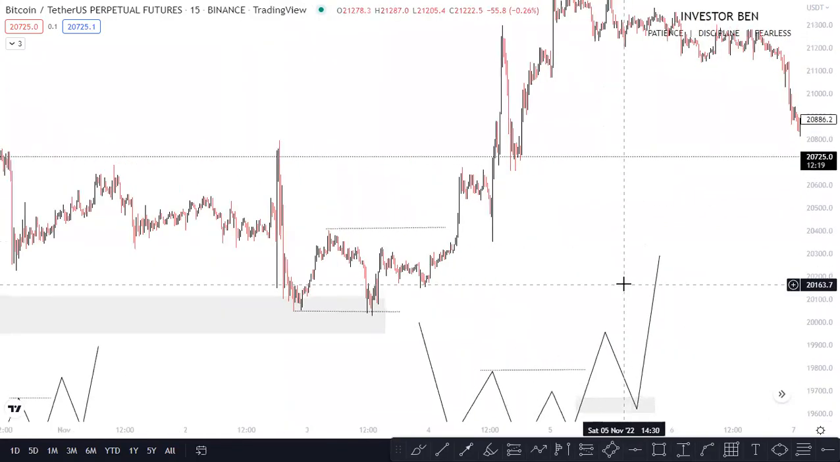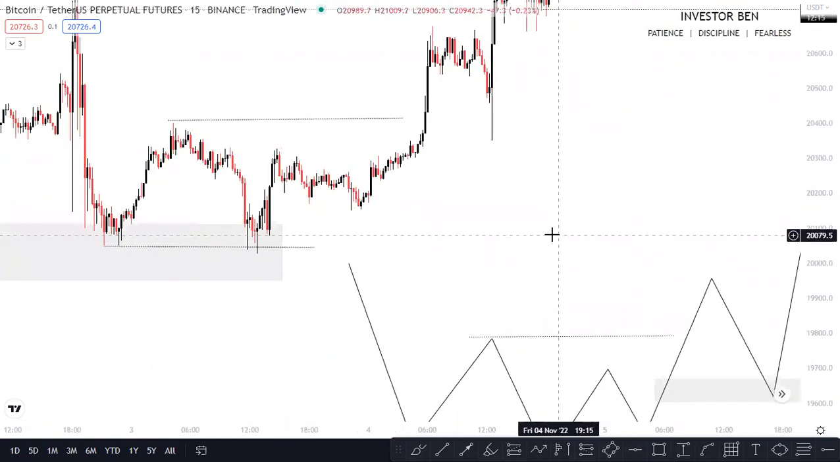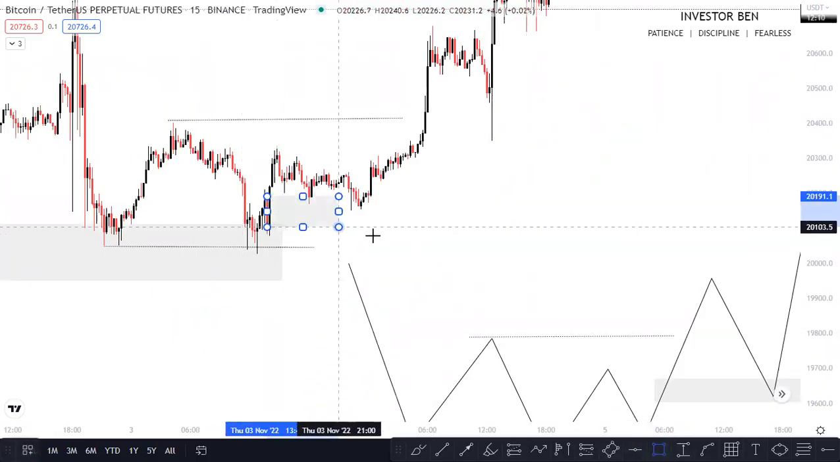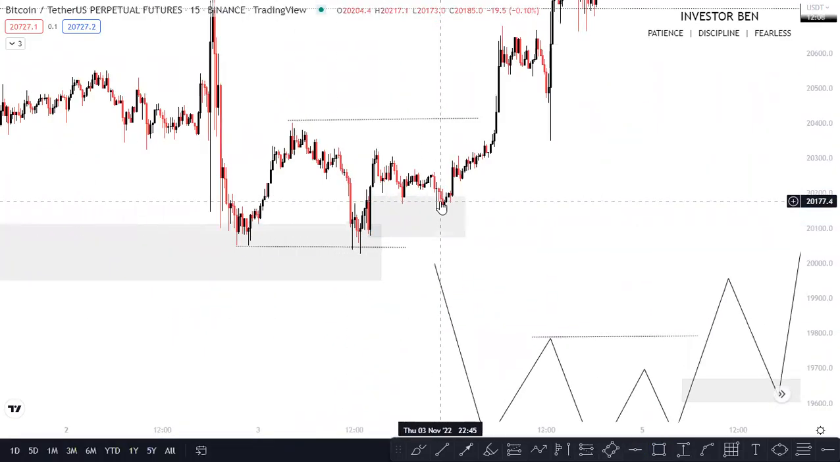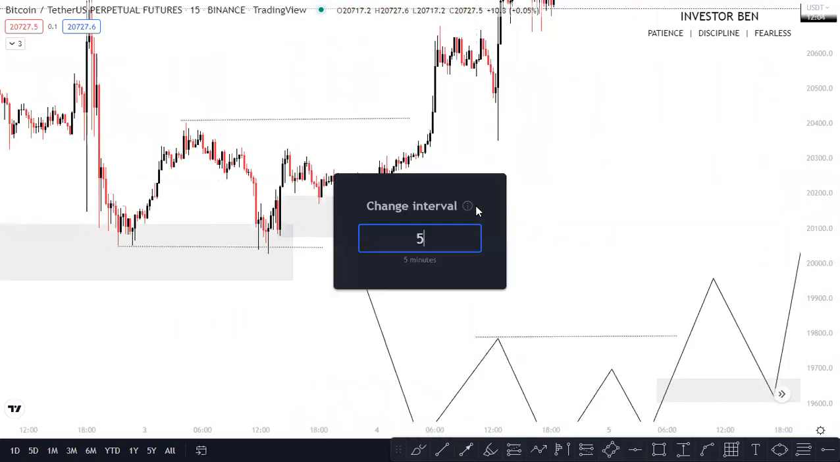So from this one now, let's look at the order block there. This is the order block, the order block you'll be considering. Now let me check the 5 minutes time frame.